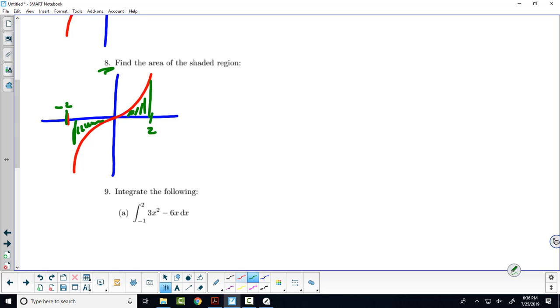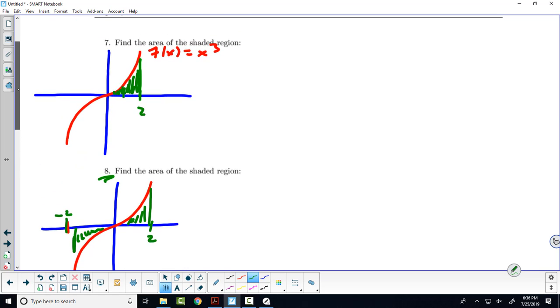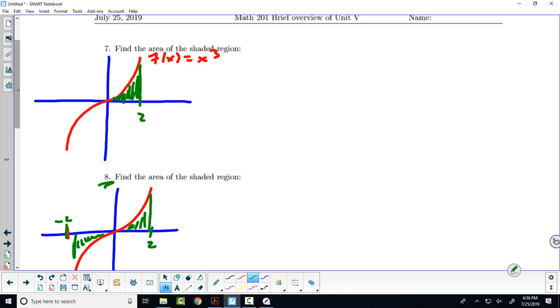Get done with that, go ahead and do number 8, which is the same thing with just a little bit more to the region. Okay. Come around. See how we're doing.